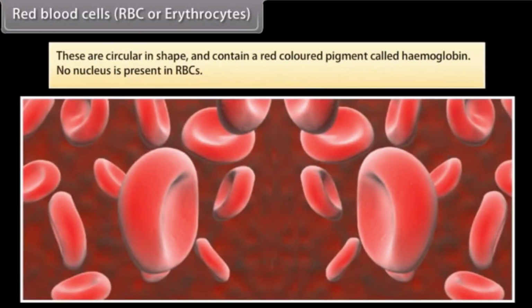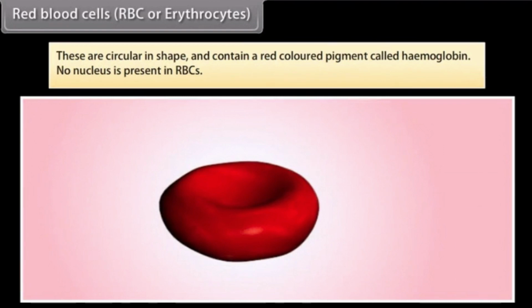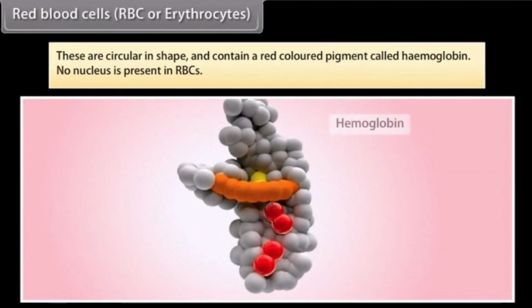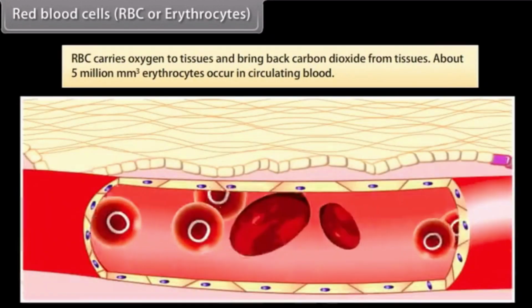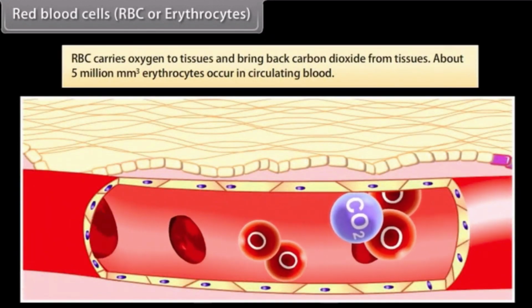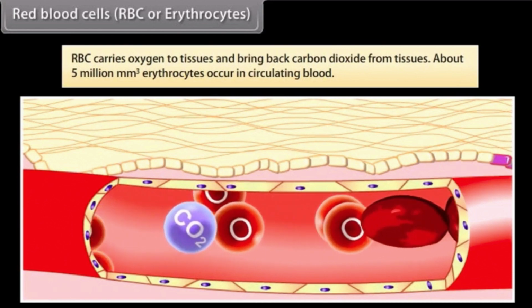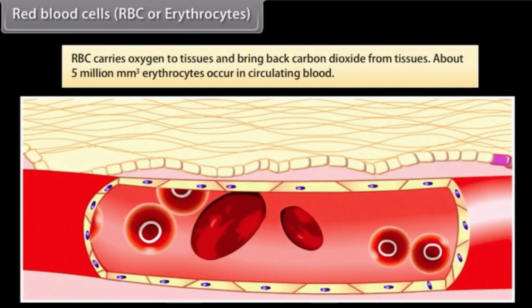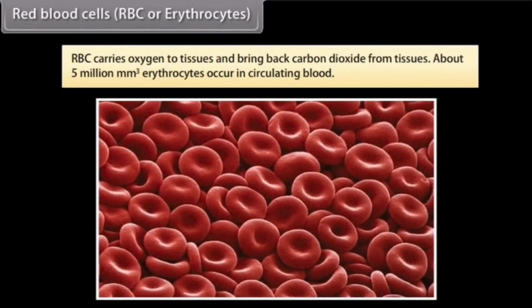Red blood cells, RBC, or erythrocytes. These are circular in shape and contain a red-colored pigment called hemoglobin. No nucleus is present in RBCs. RBC carries oxygen to tissues and brings back carbon dioxide from tissues. About 5 million per mm3 erythrocytes occur in circulating blood.